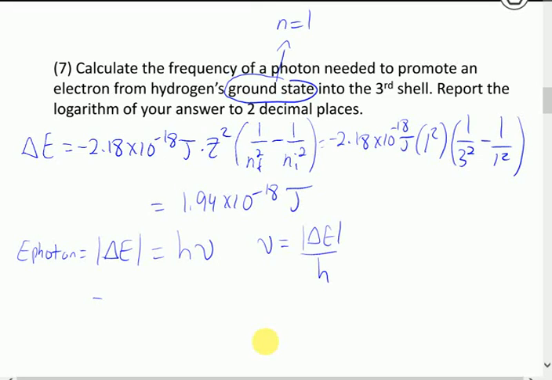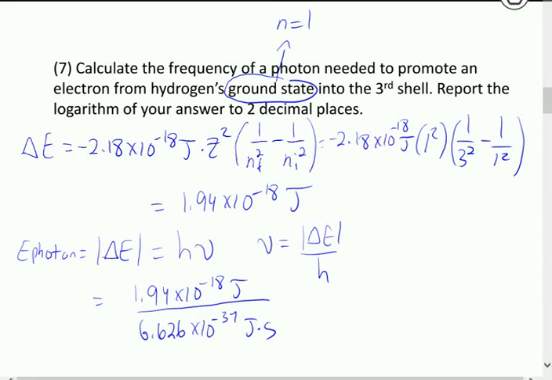which for this question we have the value of delta E is 1.94 times 10 to the minus 18 joules, and then h is that fundamental constant, 6.626 times 10 to the minus 34 joules per second. So joules cancel out. That'll give us an answer in inverse seconds, which is hertz, and that comes out to 2.924 times 10 to the 15 hertz.